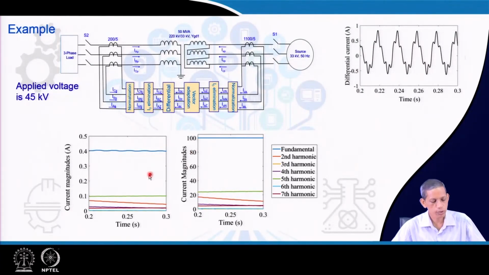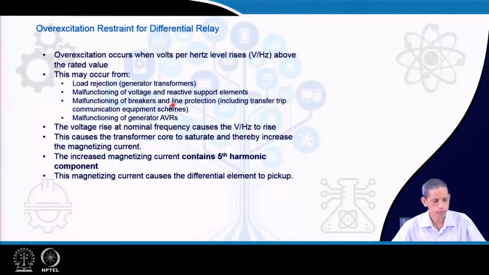Then when you analyze the current magnitudes of the different harmonic components, and also as a percentage of the fundamental, the fifth harmonic component, the green one, is of very high value, and it will provide the blocking arrangement for the differential operations.